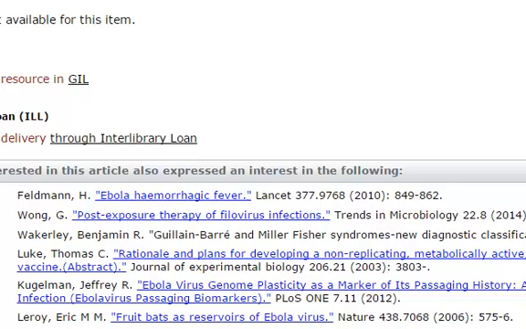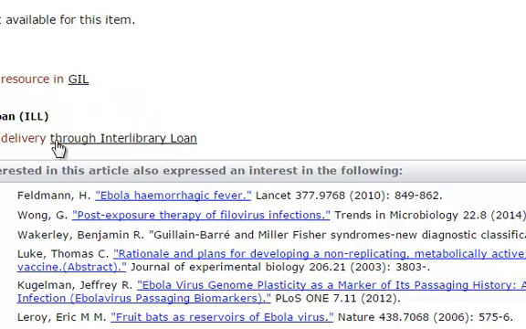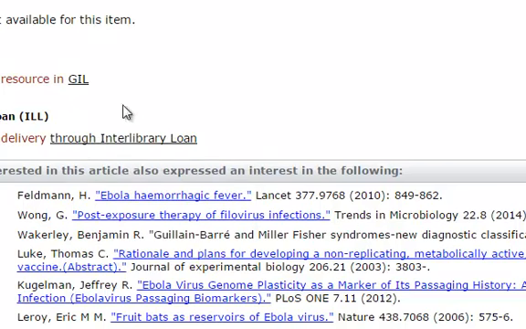Okay, so it's not available online. Or I can click on search for resource in Gill and then interlibrary loan delivery. Let's see what my options are. Okay, so now I know that I can't see the article, which means it's not available online.